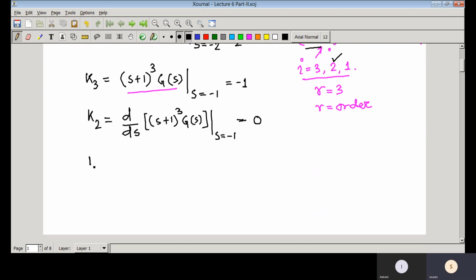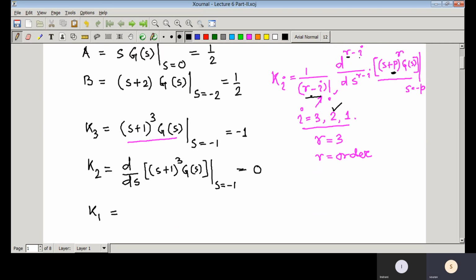Then what would be K1? So K1 is again R equal to 3. Here R equal to 3 and I equal to 1. So that means factorial 2. So here that is 1 by factorial 2.